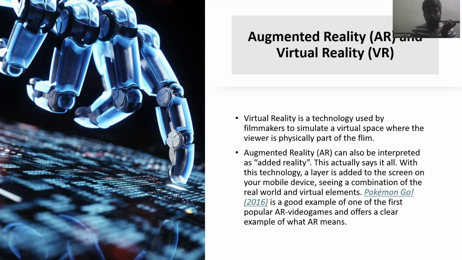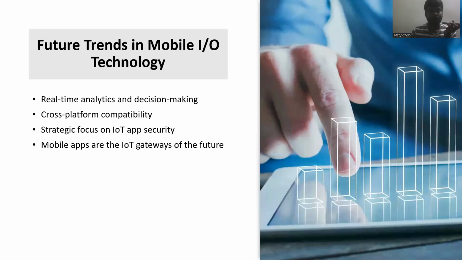VR means virtual reality. It is a technology used by filmmakers to simulate a virtual space where the viewer is physically part of the film. Augmented reality can also be interpreted as added reality. This is actually a tool. We can take Pokemon Go as an example. It is a good example of AR technology.